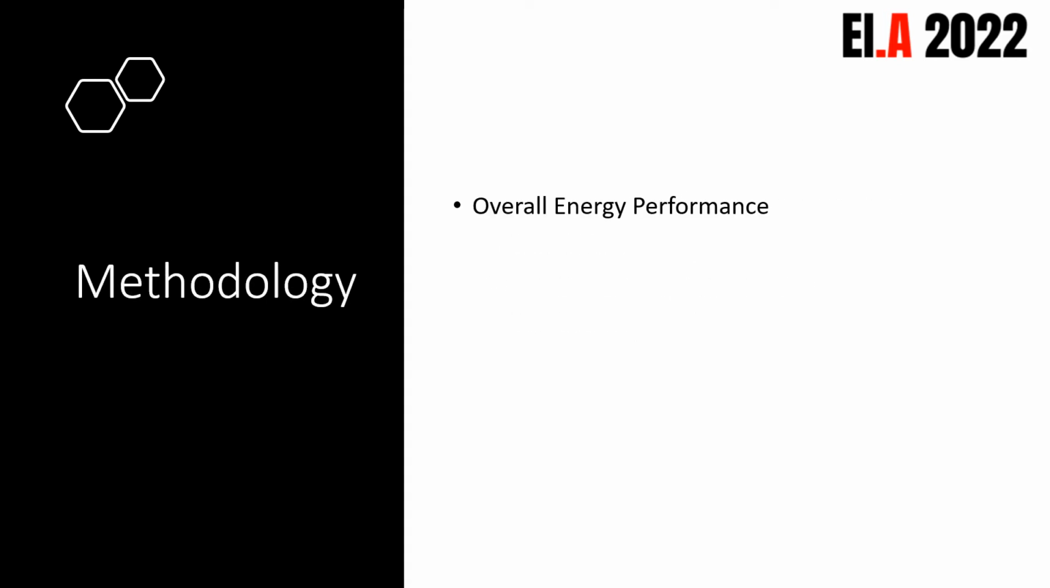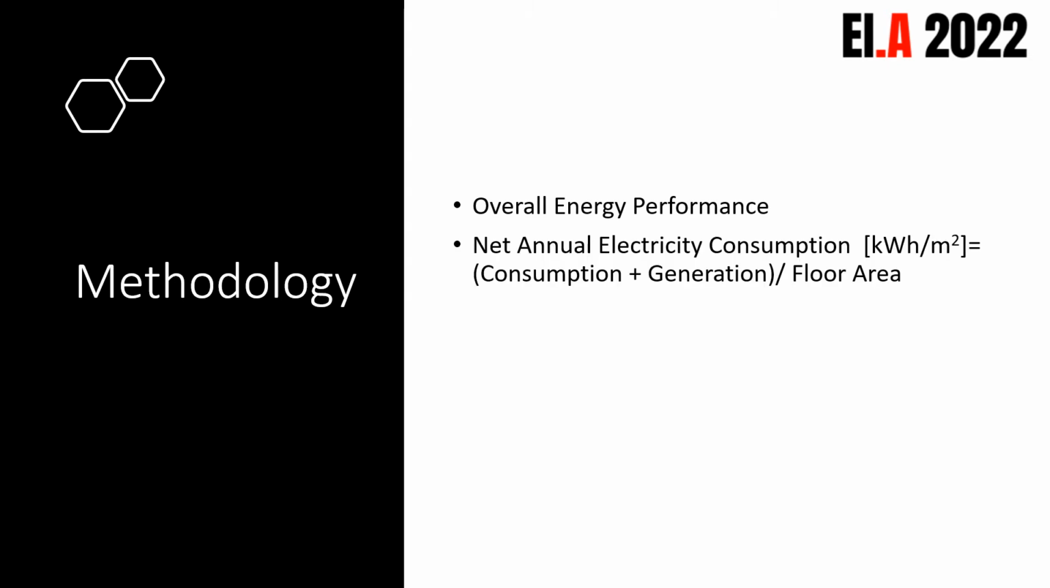The methodology of the simulation depends on the overall energy performance, which has been assessed in terms of electricity benefits. The net annual electricity consumption of the building depends on electricity generation and consumption, as it is a summation of all the electricity generation and consumption in the building divided by the floor area. However, the values corresponding to the electricity consumption are positive, whereas the electricity generation is negative.